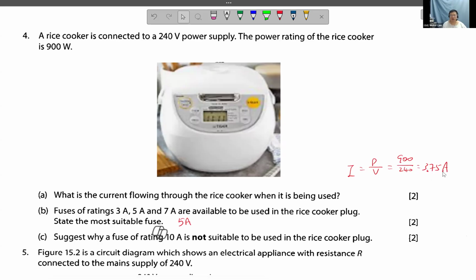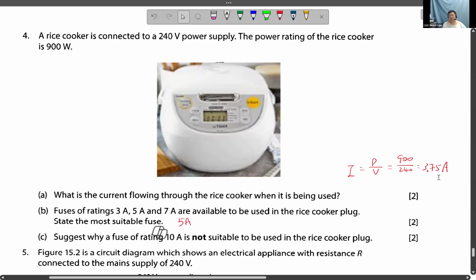In other words, you want it to cut off and stop. If it's too high, like for example you use a 20 ampere fuse, the current needs to rise by 6 times before it cuts off. By then your equipment is spoiled and the wire has burned. Too hot, too high already. You know what I mean?